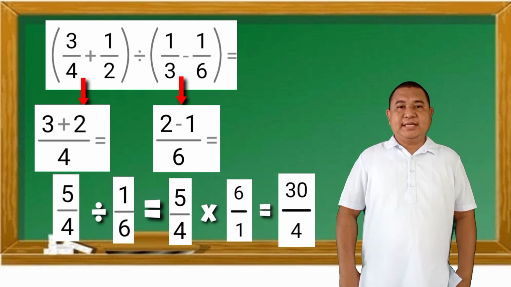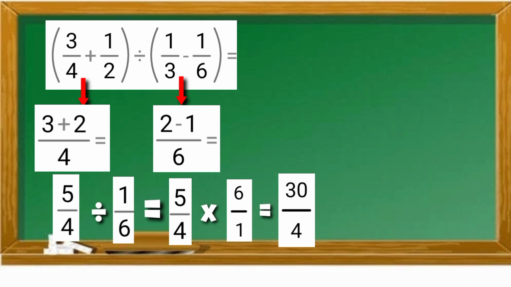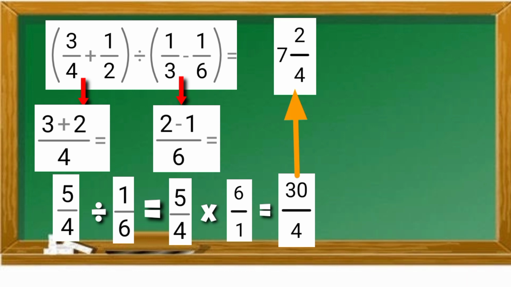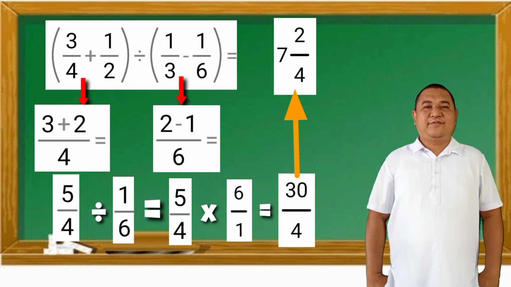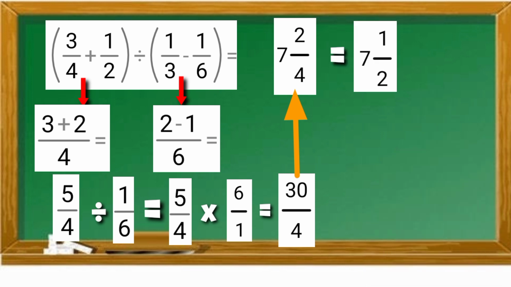30/4. Since it is an improper fraction, express it into lowest term by dividing 30 by 4. The quotient is 7 and 2/4. Still, 2/4 can be reduced to lowest term by using GCF 2. Divide both numerator and the denominator by the GCF 2. The final answer is 7 and 1/2.